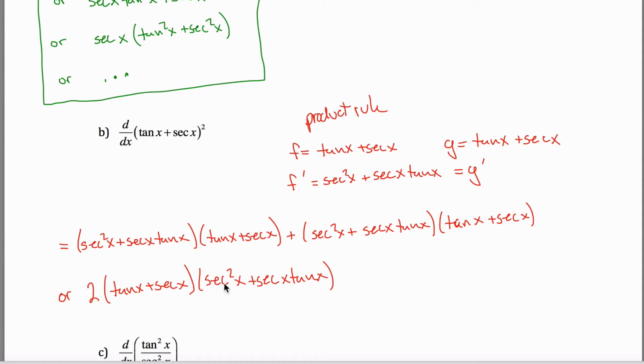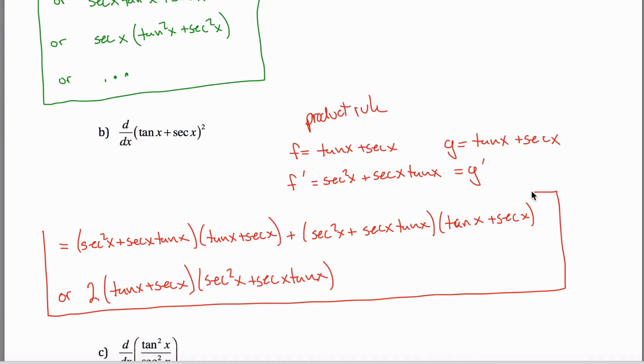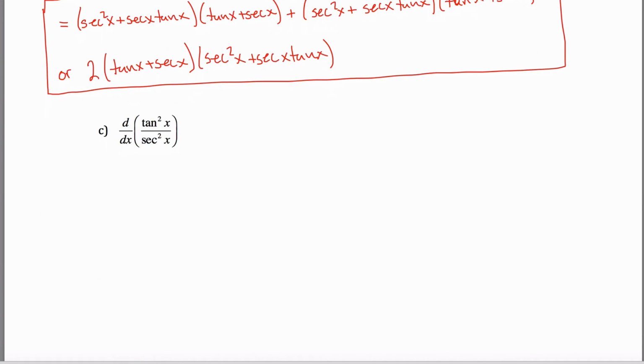And this you could have gotten to directly from the chain rule. You could say your outside function is all this stuff being squared, so 2 times all this to the first power is what I have here, and the derivative of the inside is what I have here. So again, big old box. Either of those answers are totally fine by me. We'll move on to the last one.